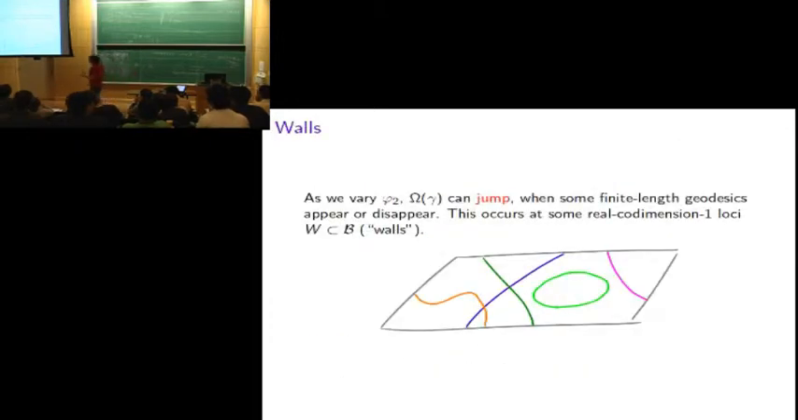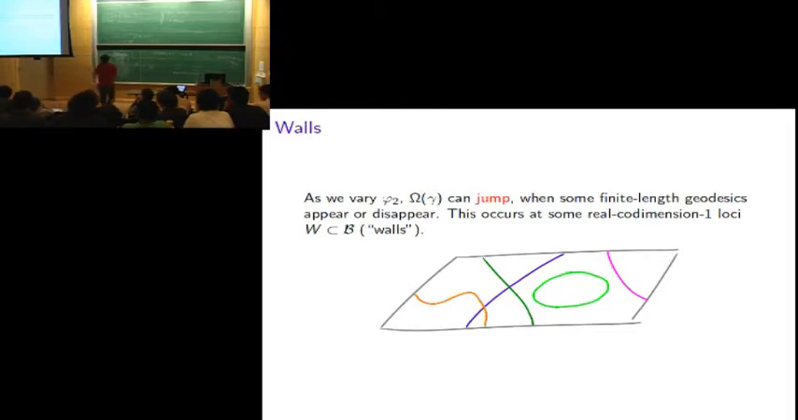Okay, so now it depends on that quadratic differential. So suppose that I now vary the quadratic differential, holding everything else fixed, holding the curve fixed. What can happen is that the finite length geodesics, as I vary this differential, I'm changing the metric.